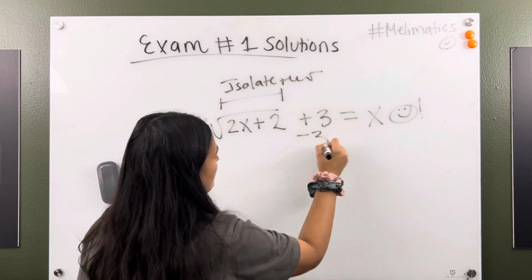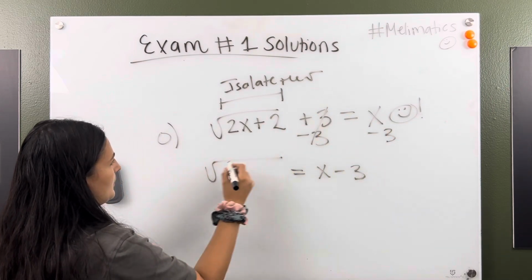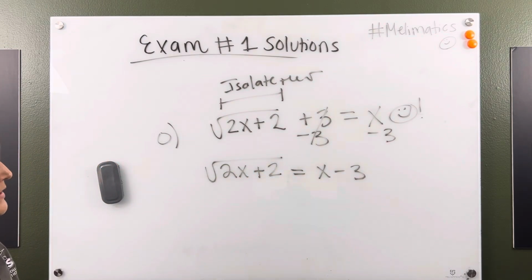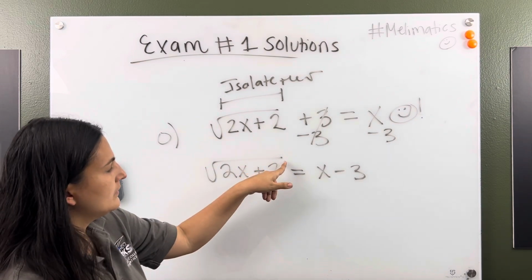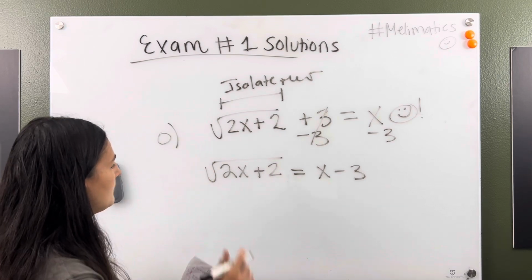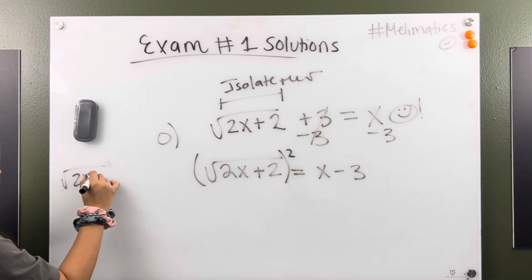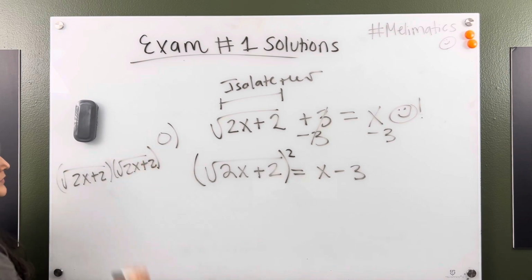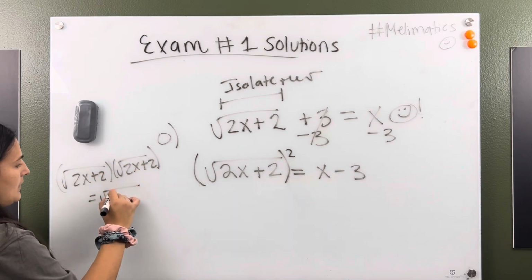Which means you gotta cancel this 3. Okay, so this is the square root of 2x plus 2 equals x minus 3, okay? Now, what is the opposite of squaring? What is the opposite of the square root? To square, right? If I were to multiply the square root of 2x plus 2 with the square root of 2x plus 2, since you're multiplying the same square roots, the square roots would cancel and you're just left with the number on the inside.